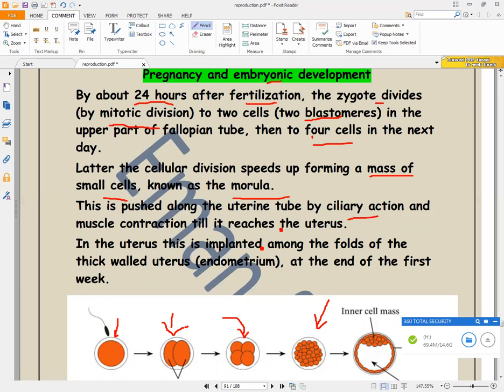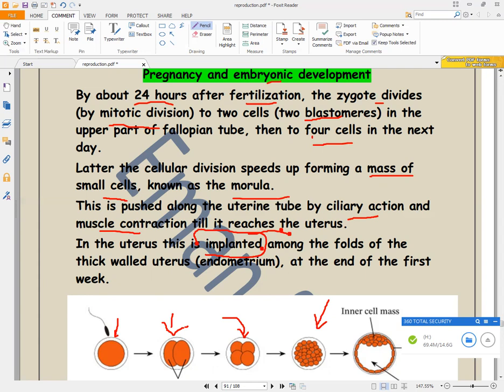You will find that the fallopian tube contains what? It contains cilia. These cilia help in what? Help in the movement of the morula along the uterine tube by capillary action and muscle contraction. You have smooth muscle here, okay? Till they reach the what? The uterus. In the uterus, this process will take place. What is this process? It will be called implantation, okay?